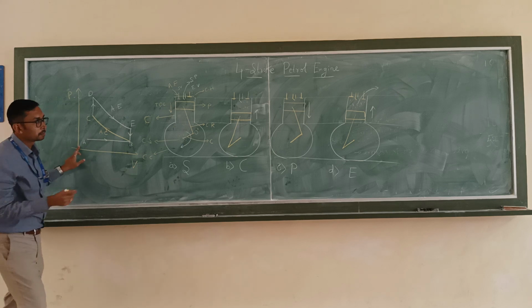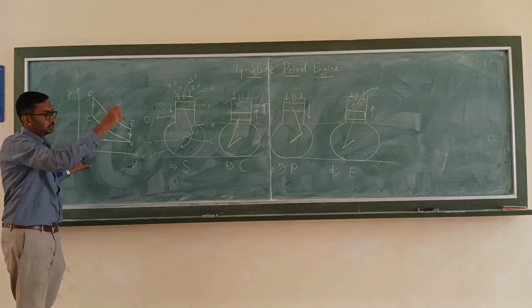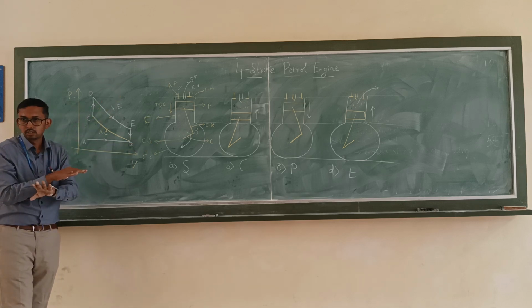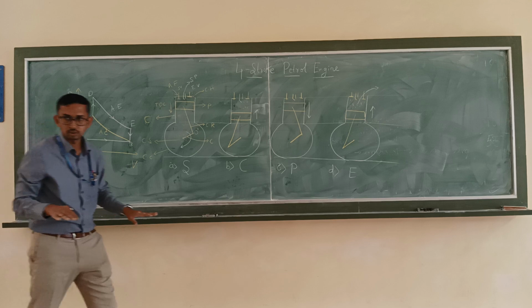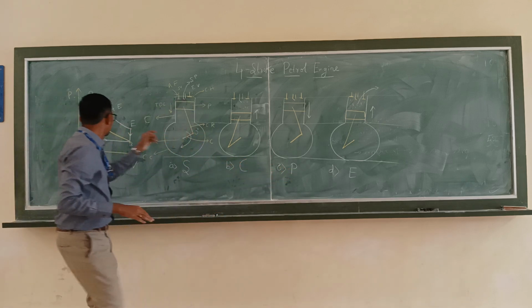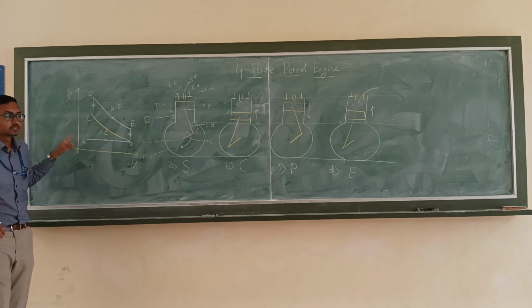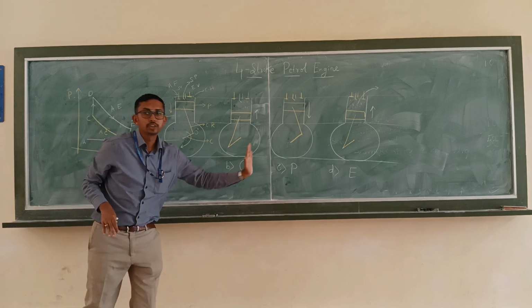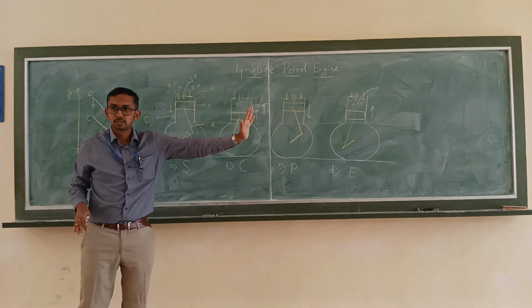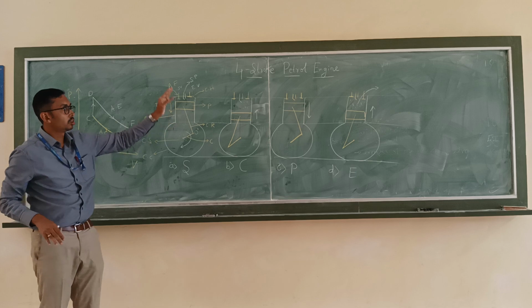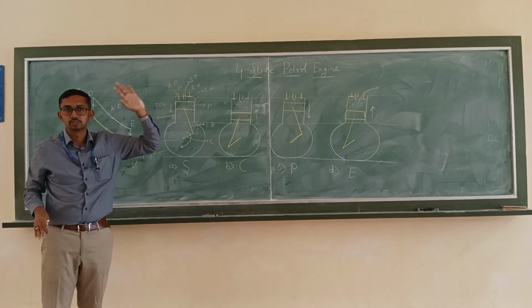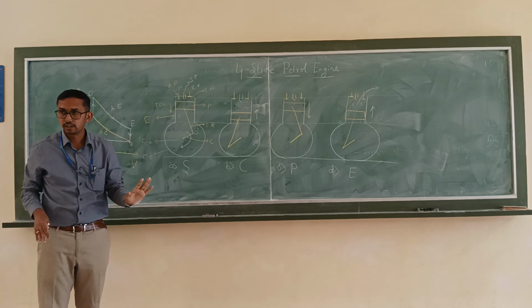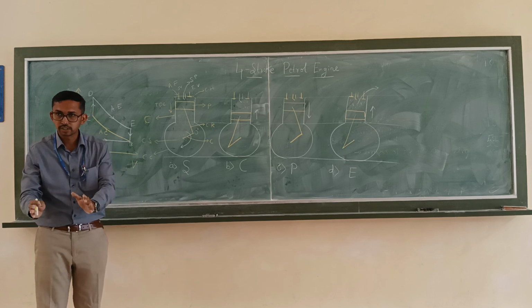Okay. So when the piston reaches the top dead center, the exhaust stroke completes. Once again, it will come to the point A. And so once again, the cycle is going to repeat. So this is the working of the four-stroke petrol engine. Is it clear? I will explain once again.